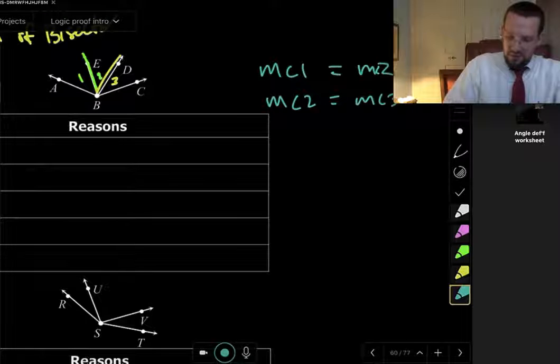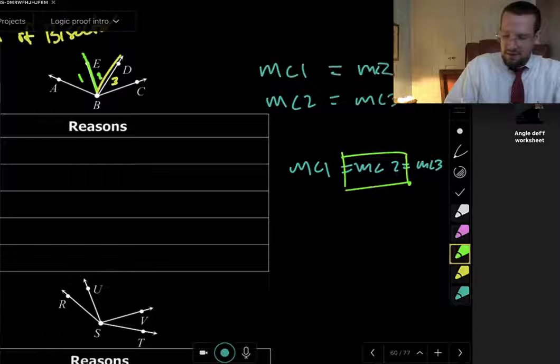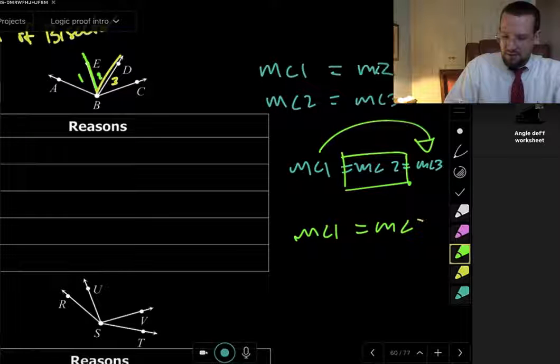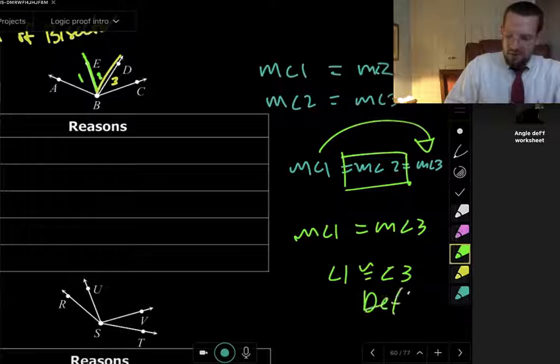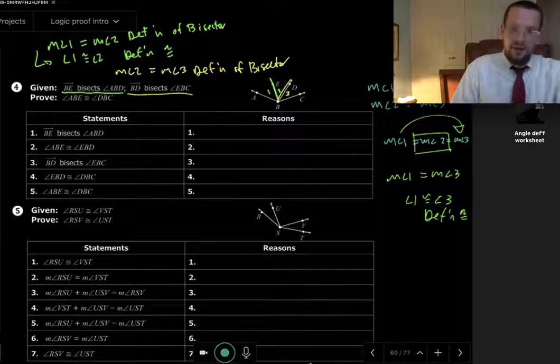And so we know that this is the transitive property. We know that the measure of angle 1 is equal to the measure of angle 3, and thus those things are congruent by the definition of congruence. And let me just look at my proof here. That does look like the way that this is going.